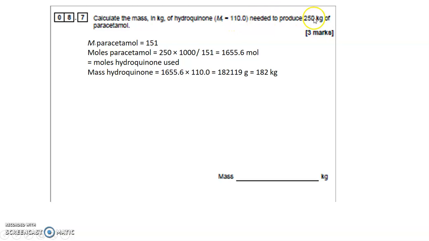The 250 kilograms is given to 3 significant figures, so I've left that to 3 significant figures here. This is to 4 significant figures, but you always take the lower number of significant figures in the data in the question. So that's 3 significant figures, 4 significant figures, 3 significant figures is the lower number of significant figures, so I'll take that for my answer to 3 significant figures.